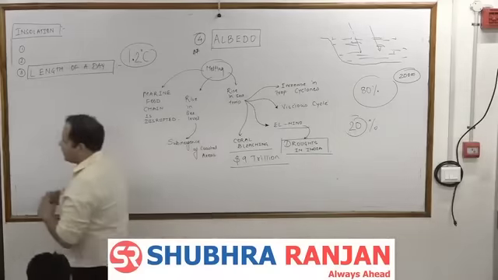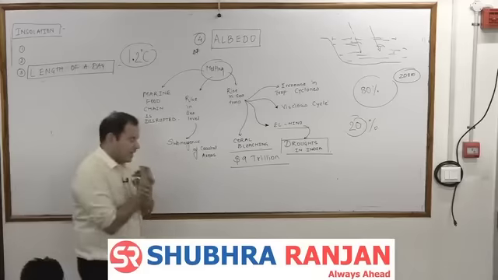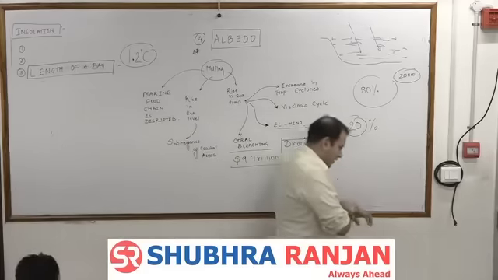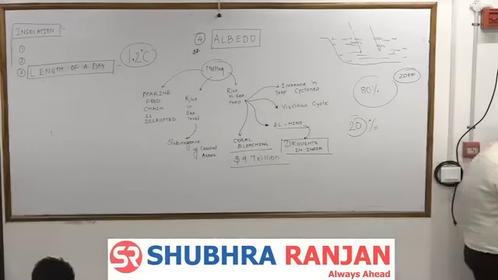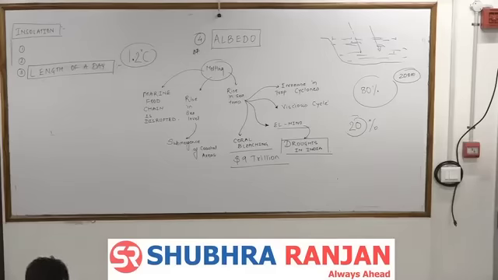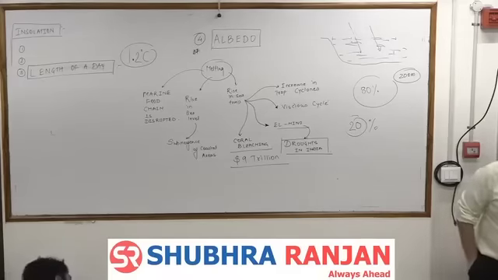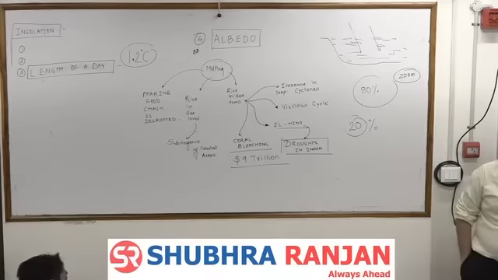Next point, lighter substances, light colored substances have greater albedo. Now you understand albedo का ये? Albedo is a short wave radiation.